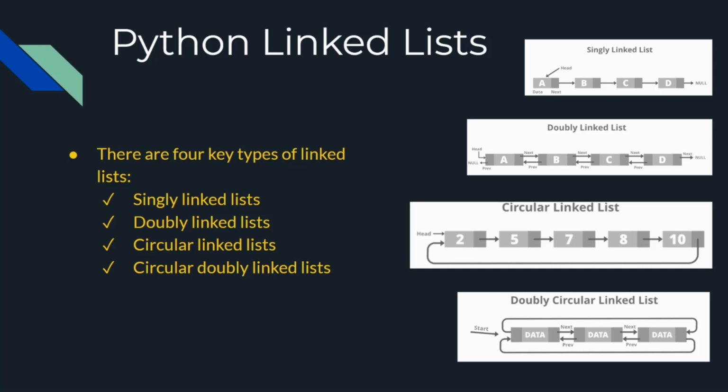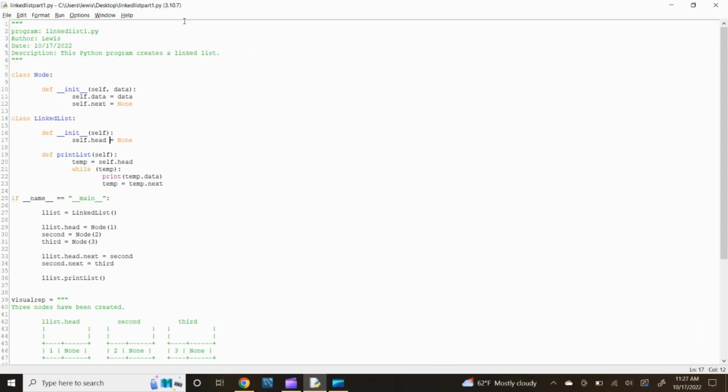Circular linked list is unidirectional, but, in this list, the last node points to the first, the head node, and hence it becomes circular in nature. The circular doubly linked list is a combination of the doubly and circular linked lists. It means that this linked list is bidirectional and contains two pointers, and the last pointer points to the first pointer. Now, let's open up the Python IDLE editor and we will develop a program to create a linked list.